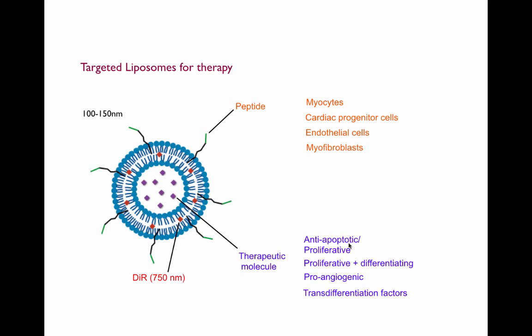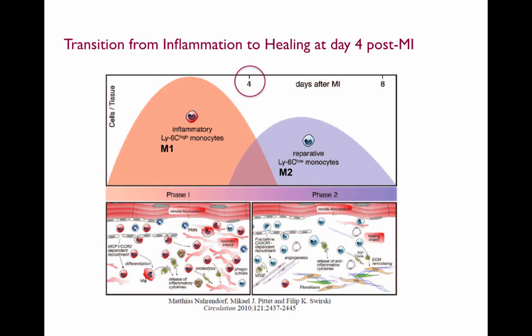So we have selected peptides specific for the endothelial cells in the diseased heart or the fibroblasts. And we are thinking about delivering anti-apoptotic and proliferative factors, proliferative plus differentiating factors, this would be to the cardiomyocytes, pro-angiogenic factors, this would be to the endothelial cells so we can get more endothelium, and then transdifferentiation factors, delivering that to the fibroblasts to get them to become cardiomyocytes.